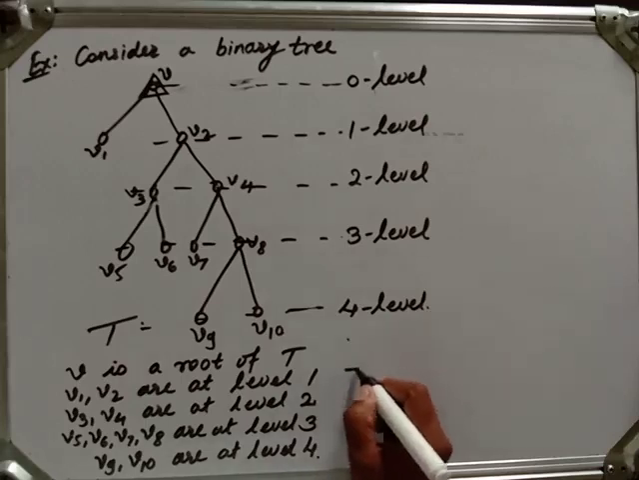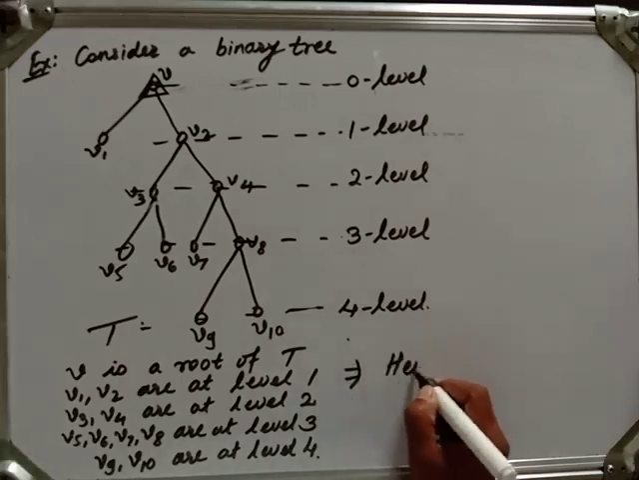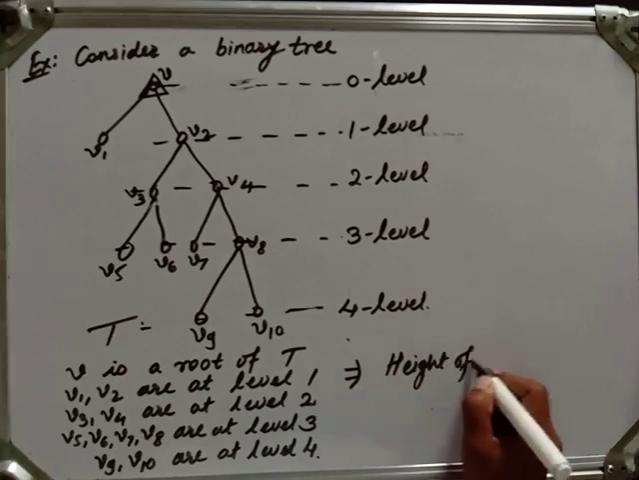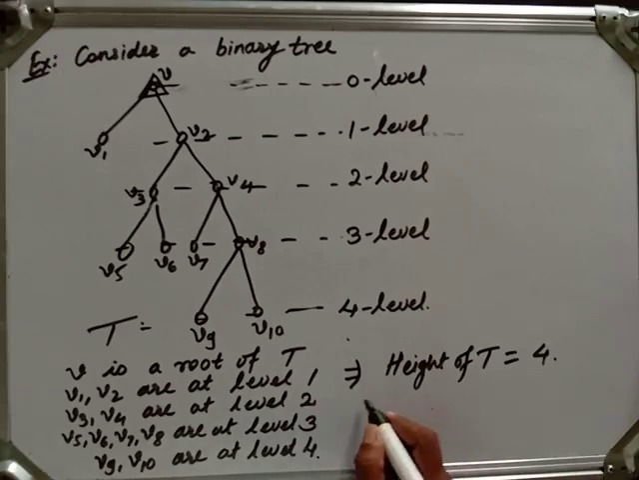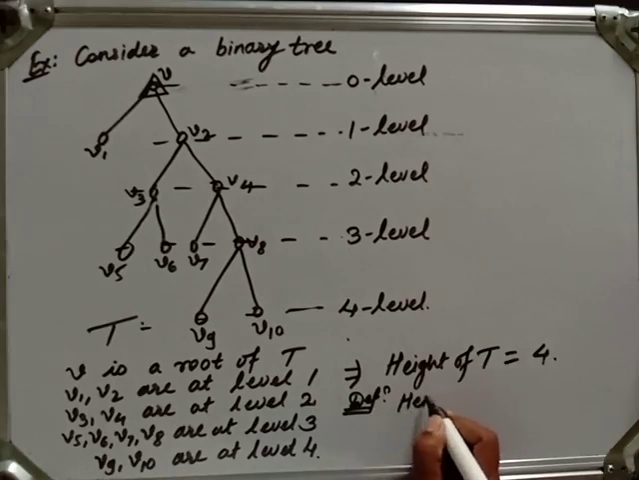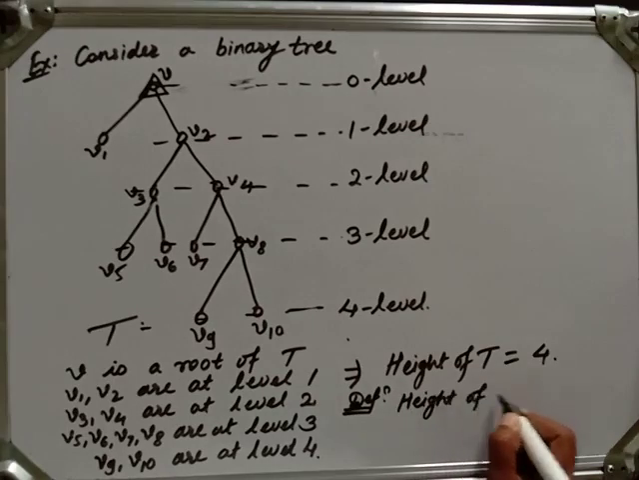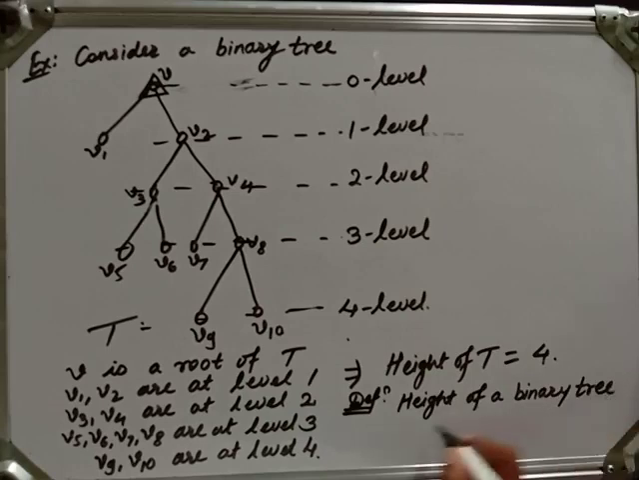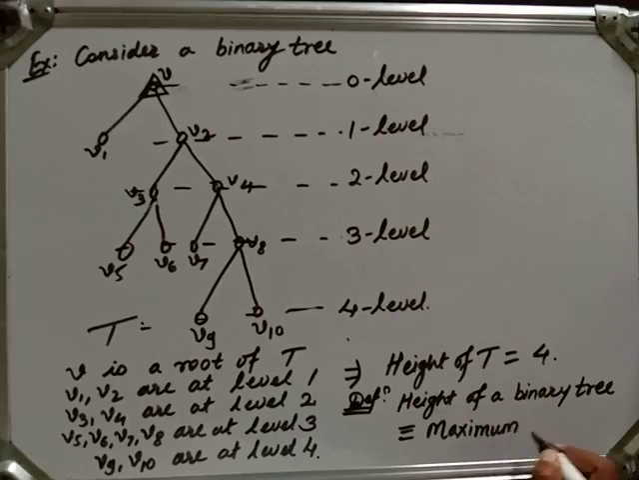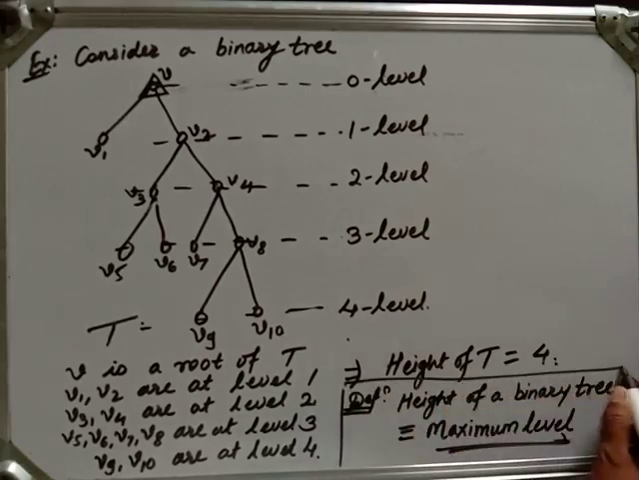Fine. So due to that, what does it give? The height of T, or height of this binary tree, is how much? 4. From this we can define the height. What is the definition of height? Height of a binary tree is nothing but the maximum level. So here the maximum level is 4. That's why I have explained the definition of height from an example.